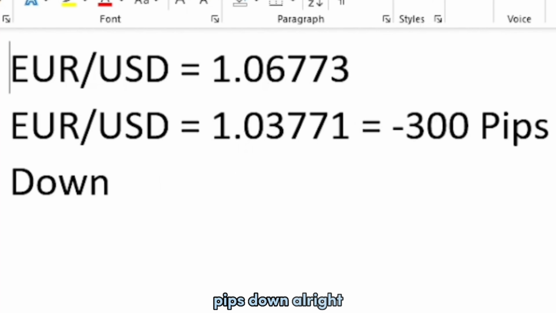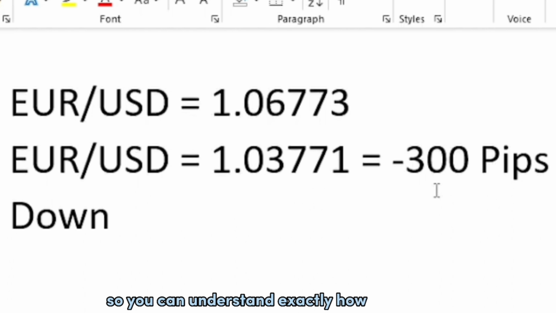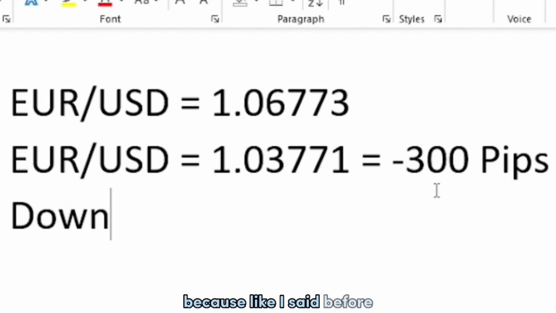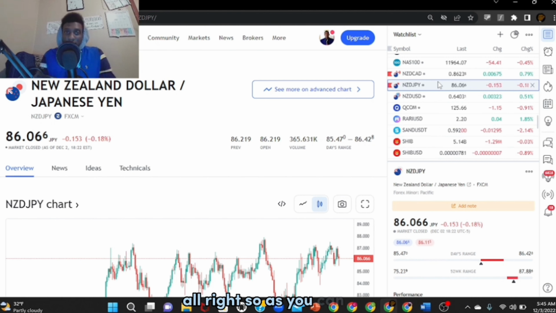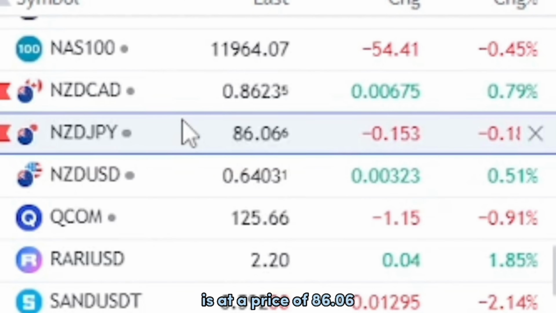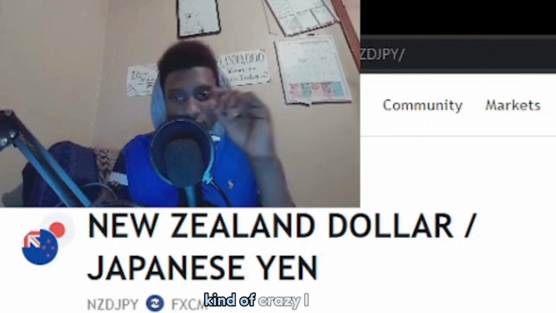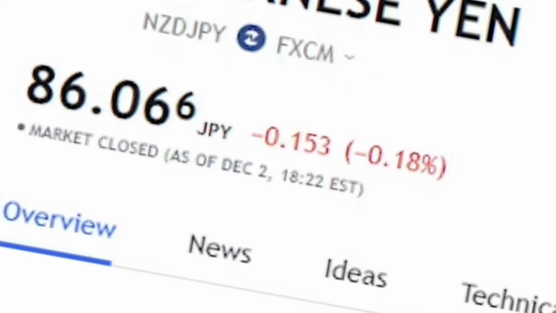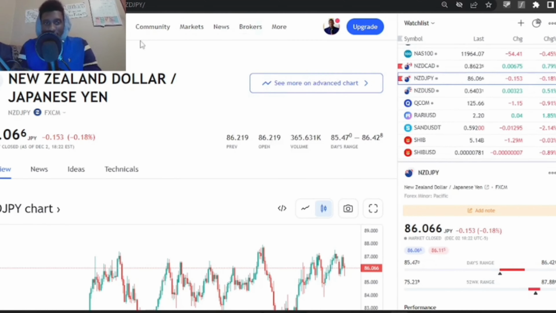Alright, so now we're going to go over a JPY pair so you can understand exactly how to count pips for the Japanese yen pairs, because like I said before, they're a little bit different. It's not difficult, but we're going to go ahead and get straight into it. Alright, so as you can see, the New Zealand dollar versus the Japanese yen is at a price of 86.06 with a fractional pip percentage of 6. It's kind of crazy. I know. Wait, no, I lied. Actually, it only has 2 6s. But, anyway.